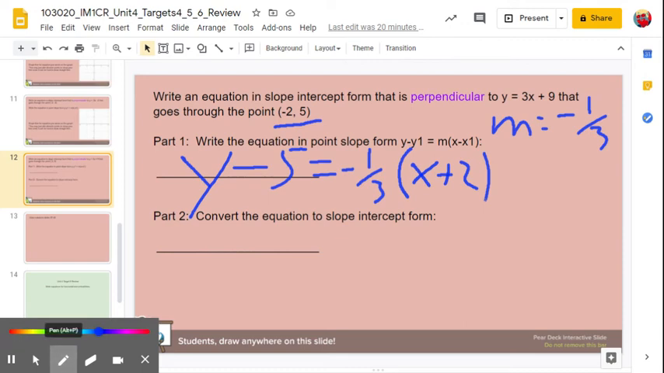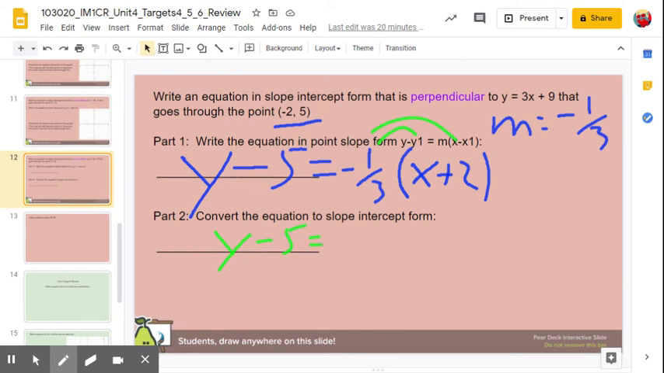Perfect. All right, now we have to convert it to slope-intercept form. To do that, we do our friend the distributive property here. And so we're going to have y minus 5 equals negative 1/3 x minus 2/3. Oh, a little ugly for you, right? And then we're going to add 5 to both sides. Tell you what, since we're doing fractions, how can we convert that 5? We want to add 5 to thirds. Well, 5 times 3 is 15. So it's like I'm going to go plus 15/3 plus 15/3.